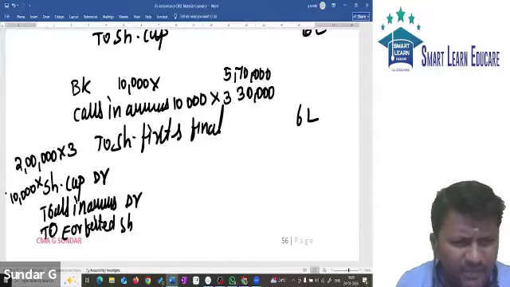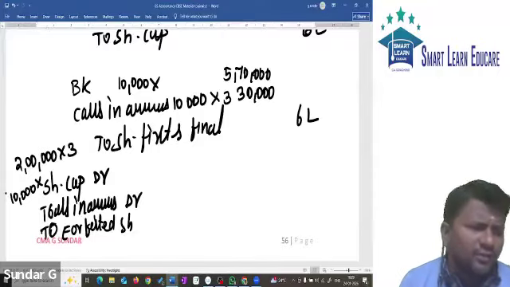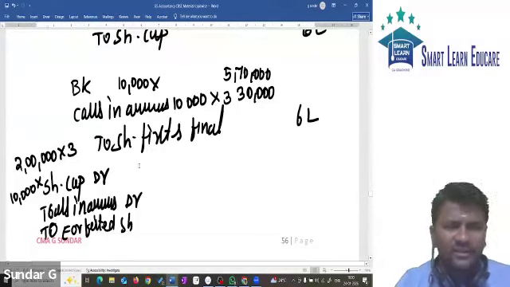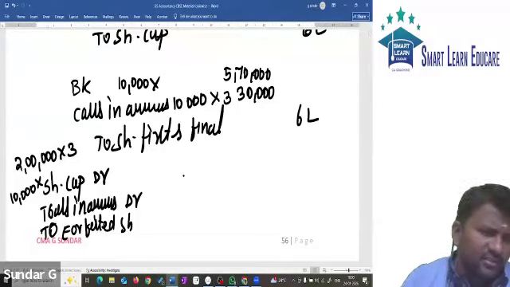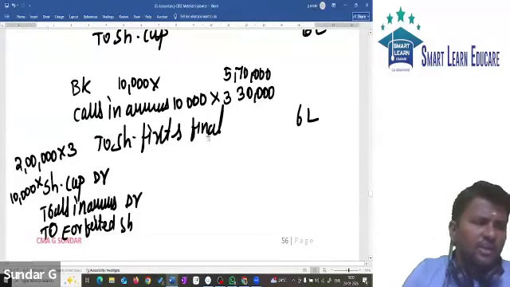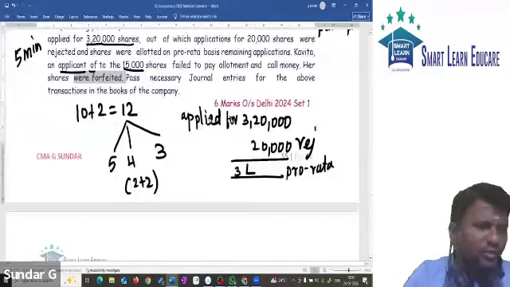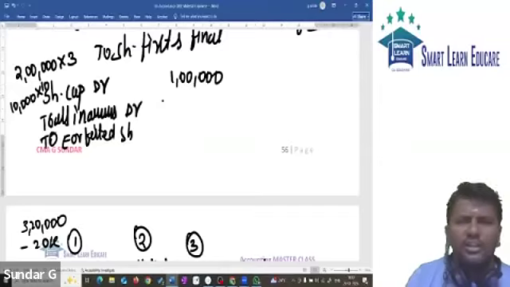10,000 into what is the share price so far? Tell me the share price. All the things in the question we have to look at. Shares are fully called up or not called up? Total application, I told you, on 10 rupees. Shares are fully called. It is 10,000 into 10. 10,000 into 10 will give you 1 lakh.